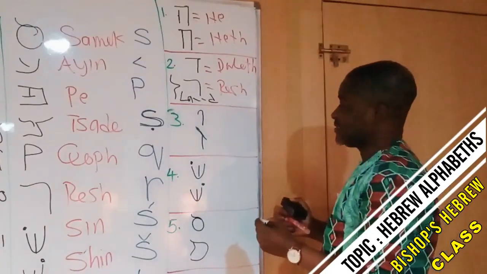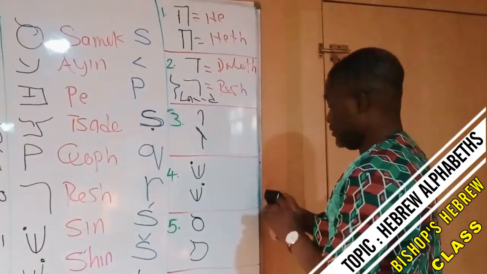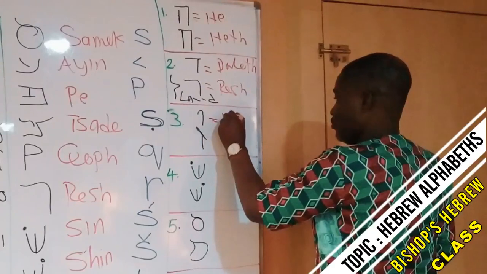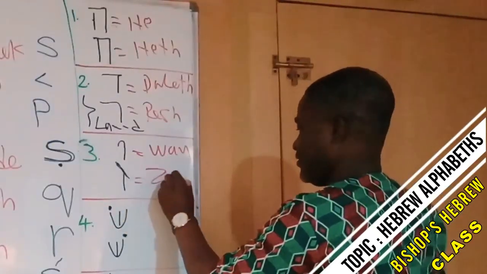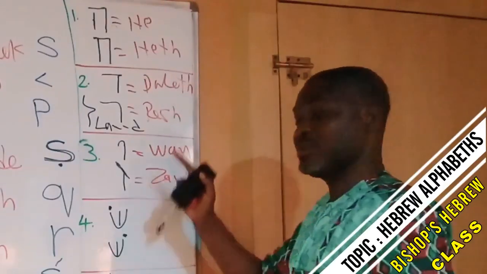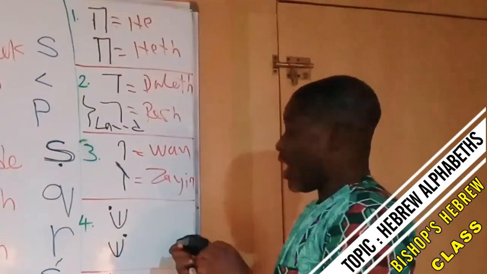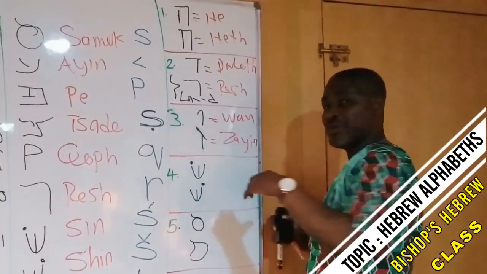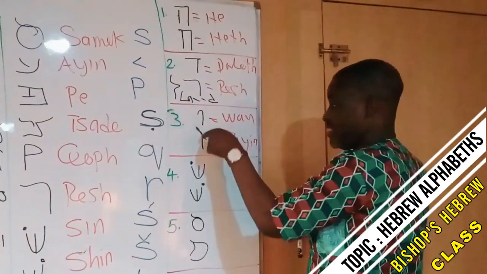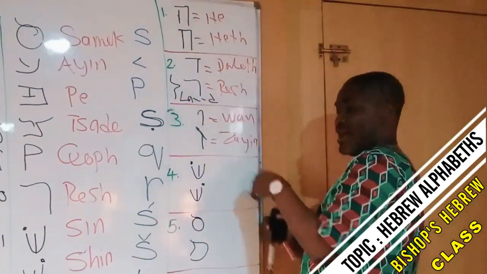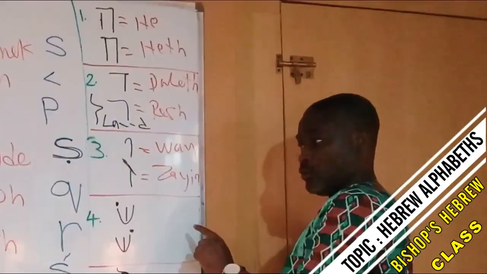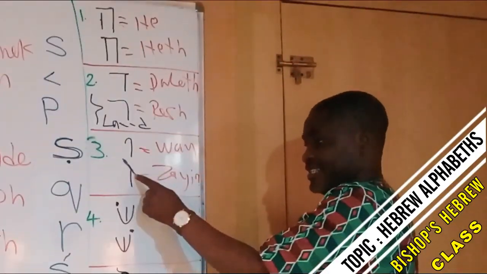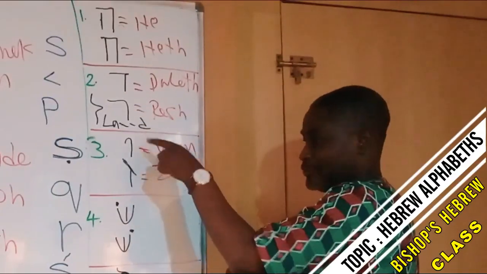The third one we want to consider is Waw and Zayin. The difference between these two is that Waw is just curved like an umbrella handle up there, while Zayin slants down and has a tail at the back here, so that you don't mix them.